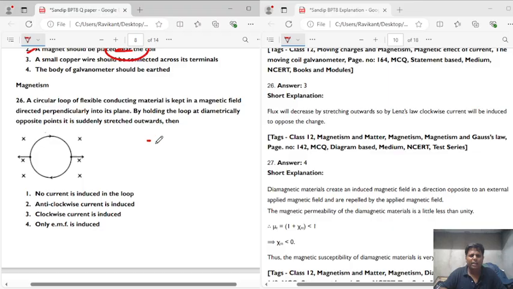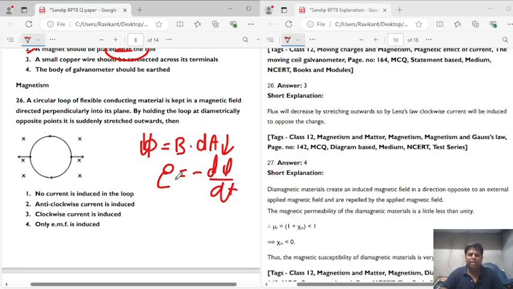So we have phi, that is the flux passing through area, is equal to B dot dA, right? And if B dot dA is reducing, the flux will reduce, right? And as flux is reducing, we have induced EMF equal to minus d phi by dt. So if the flux is changing, EMF will be induced, and according to Lenz's law, whatever be the cause of the induced EMF, it will be opposed, right? So what is the cause here?